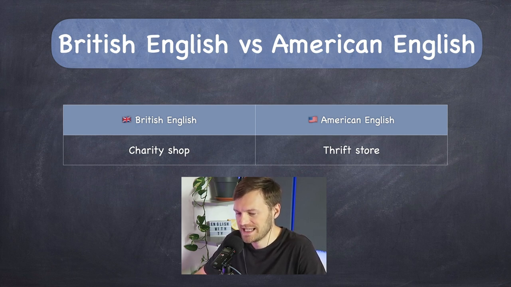The next example is charity shop in British English. Charity is spelled C-H-A-R-I-T-Y-S-H-O-P, charity shop, two words. And this is a kind of shop, as the name suggests, where you can buy things that are used and the money goes to a good cause. Charity shop. In American English, you would call this a thrift store. Or some people might call this a thrift store.